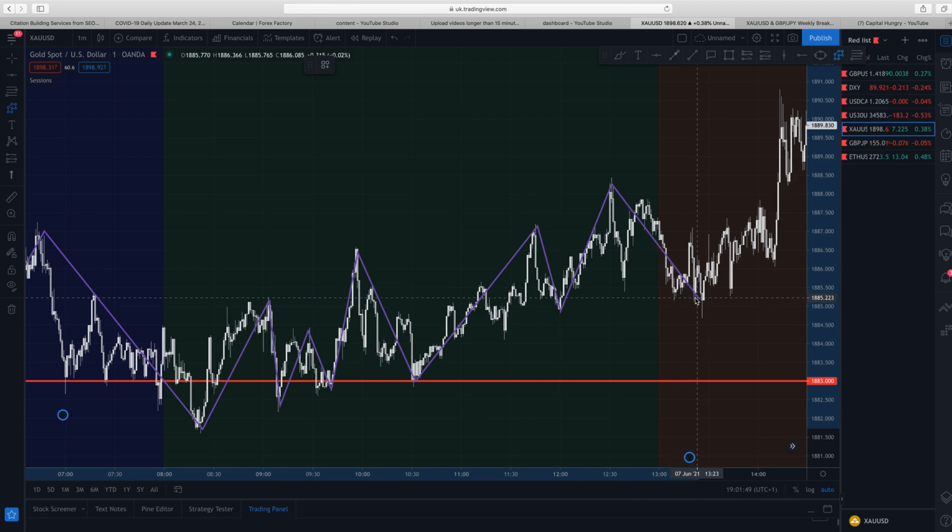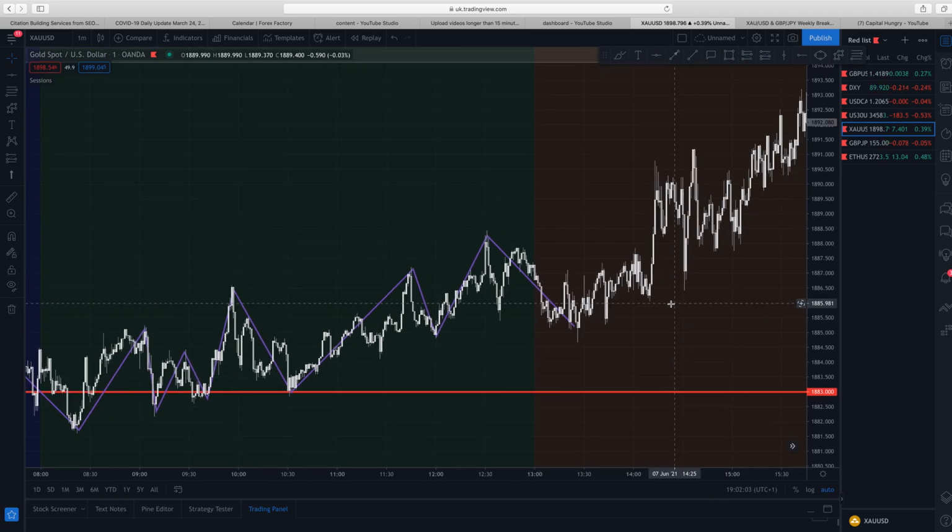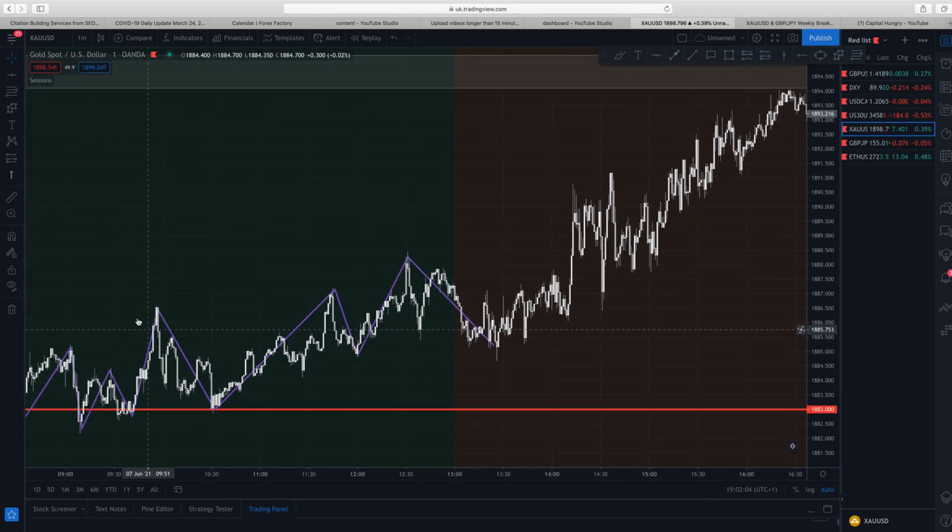See this low, this deeper low, it's done. Still respecting bullish market structure. Wicking below it, closing above. Idea is still valid. Stops at break even at this point. And you start scaling your buys, scaling your profits.